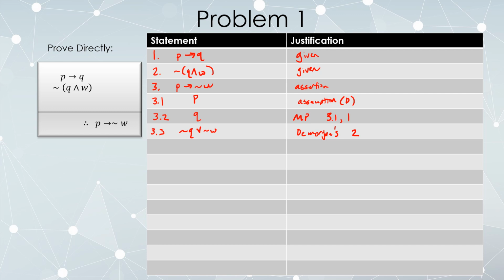So either not Q or not W, however, we do have Q. So if we combine line 3.2 and line 3.3 by eliminating this or, through the rule of elimination: if either not Q or not W, but we do have Q, so we don't have not Q, then what we must have had was not W. So if you do not have this one, but you have one or the other, then you do have not W. And so now, having started from the assumption of P, we have shown that not W must follow. So having assumed the hypothesis P, we have shown the conclusion not W.